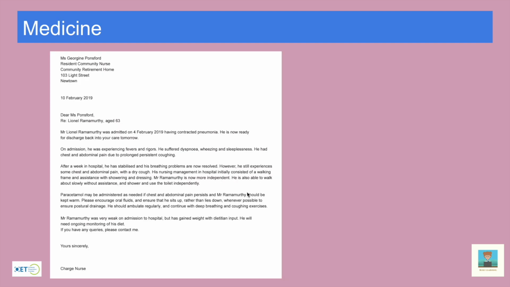Okay, so how has this been presented? Well, what about the opening line? We've got the patient's name and what happened. He was admitted to hospital on this date and why. He had contracted pneumonia, but now he's ready for discharge. So if you see, we've got a recurring theme amongst all these letters: the patient, what happened, and why you're writing. The internal organisation depends on the actual case notes and what's important and who you're writing to.